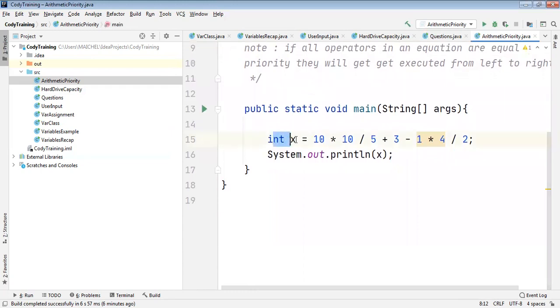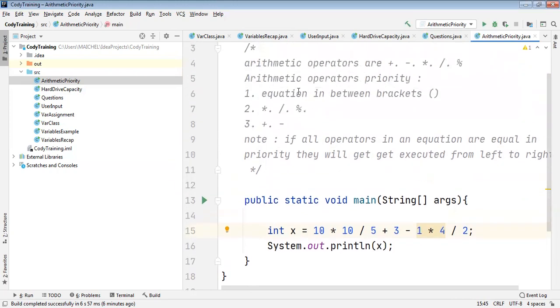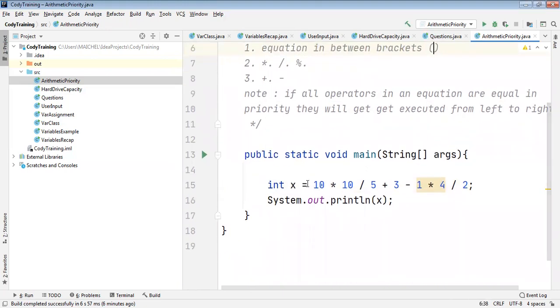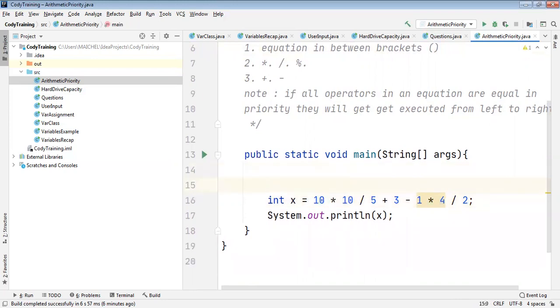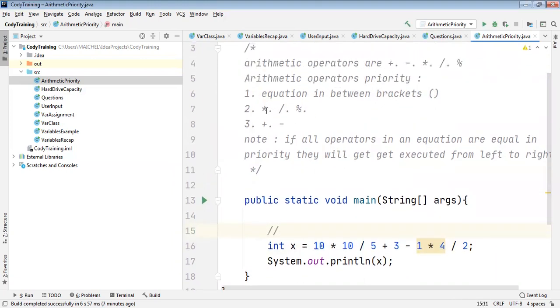And here we already have an example. So can we apply these rules on that example and predict the final result? Yes. Okay, good. First rule: the equation between brackets. Do we have here any brackets? No. No brackets. Okay, very good. No brackets.